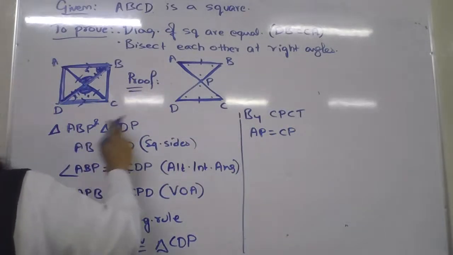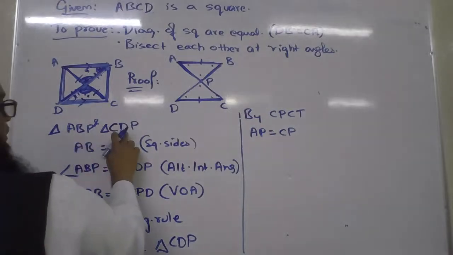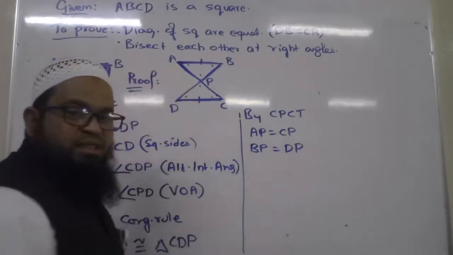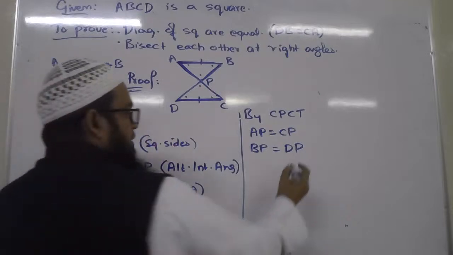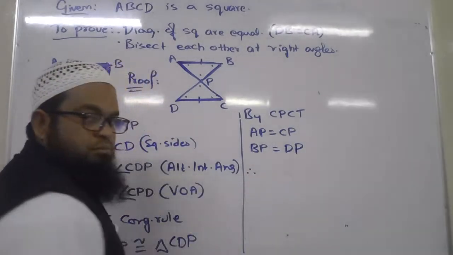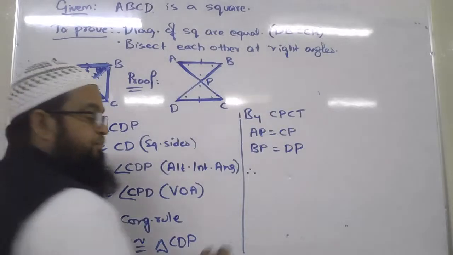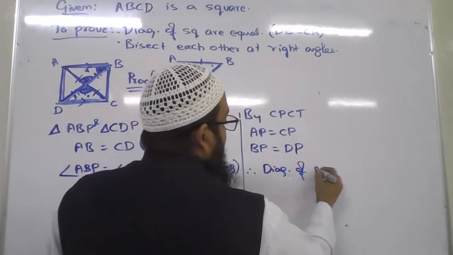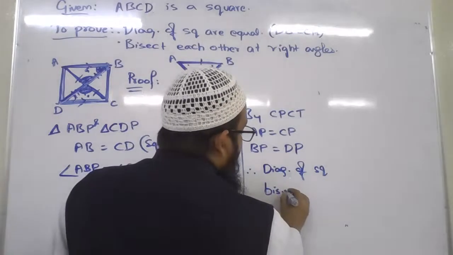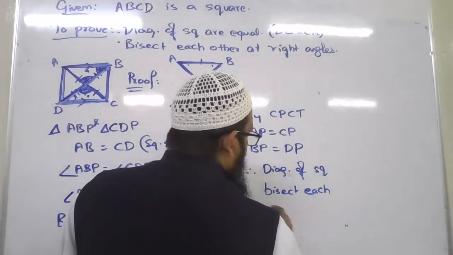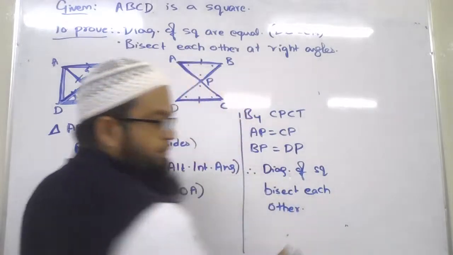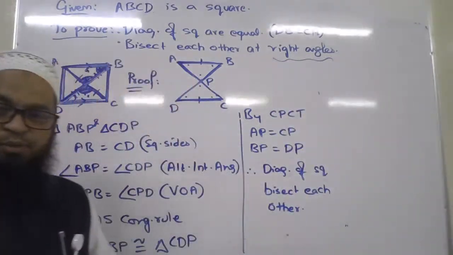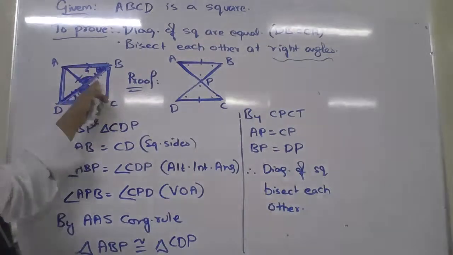And after that, BP is equal to DP. So what is the next? What is the fifth part? The fifth part is therefore the conclusion: diagonals of a square bisect each other. Okay, one more part is left out, right angles. So right angles I will prove by taking these two triangles.